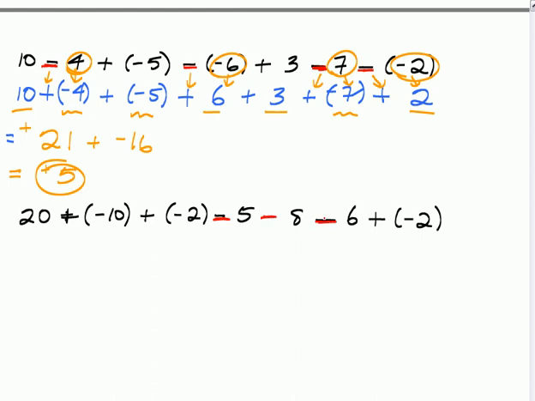I haven't changed anything yet. Now I'm ready to change that subtraction to addition, so I know to change the sign of the number that follows. Here's another change, changing that subtraction to addition, so we change the sign of that 8 to a negative 8. Another subtraction becomes addition, change the sign of the number that follows. And you'll notice we didn't change any sign here because we didn't change from subtraction to addition.